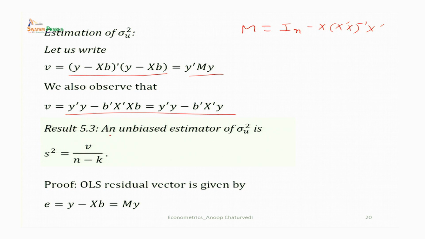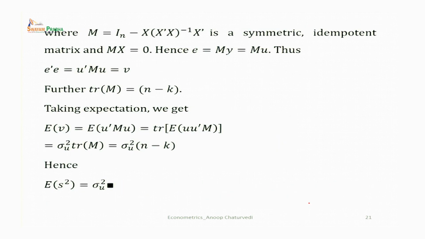Then we will prove the result that an unbiased estimator of sigma square U is S square equal to V upon N minus K. Now, the OLS residual vector is E equal to Y minus X B, and you write it equal to M Y, because ultimately Y minus X B is equal to Y minus X (X transpose X) inverse X transpose Y. So, this is equal to M Y. Also notice that M is a symmetric idempotent matrix, and Mx is equal to 0. You can easily verify it. Mx is equal to X minus X (X transpose X) inverse X transpose X. So, this is equal to 0.